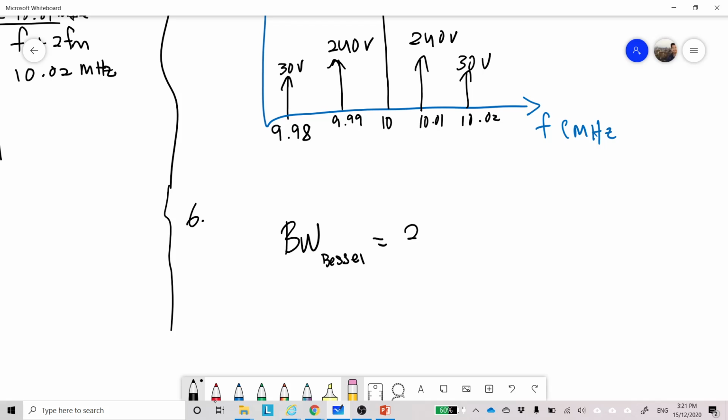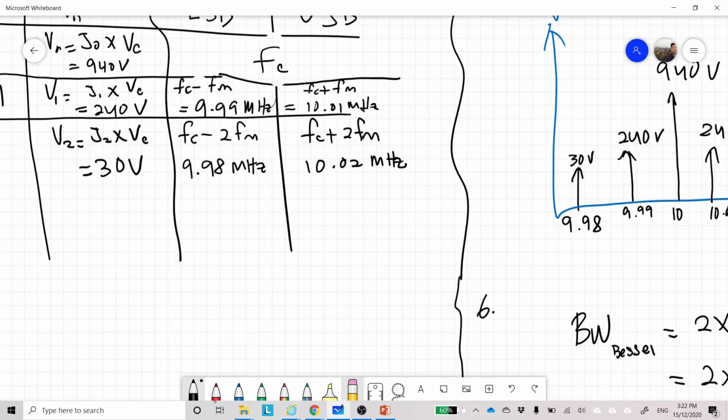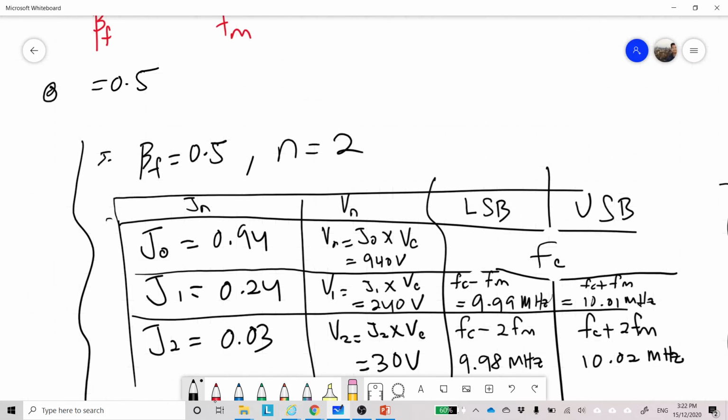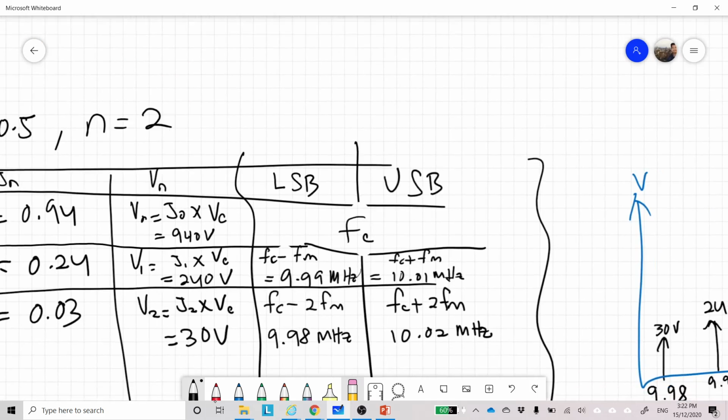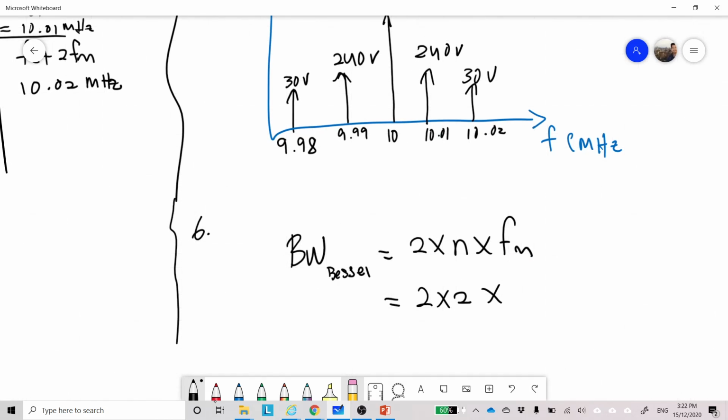this is equal to 2 times n times fm. So n is equal to 2. So 2 times 2 times fm adalah 10k. Nilai message frekuensi adalah bersamaan dengan 10 kHz. Okay, 10 kHz. So 10,000. Okay, so this is 4 times 10, so 40 kHz.